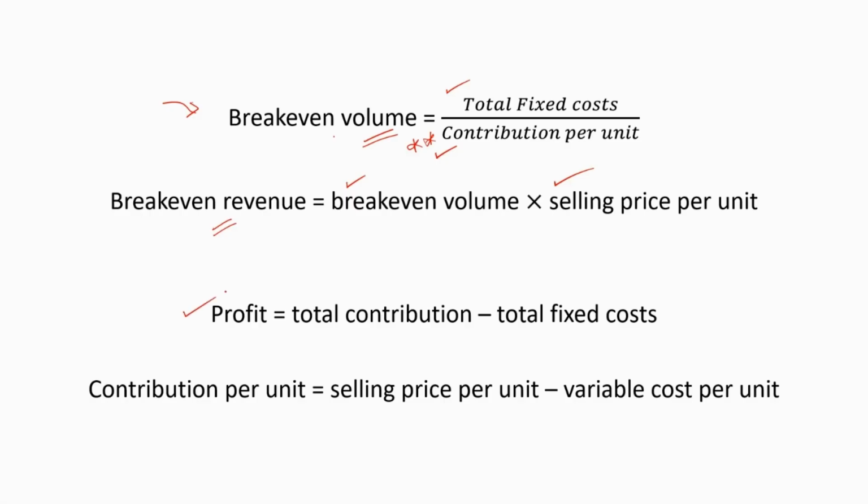You know this equation already. Profit is equal to total contribution minus total fixed cost. Contribution per unit can be calculated by selling price per unit minus variable cost per unit. You need to know about these two equations when it comes to break-even analysis.